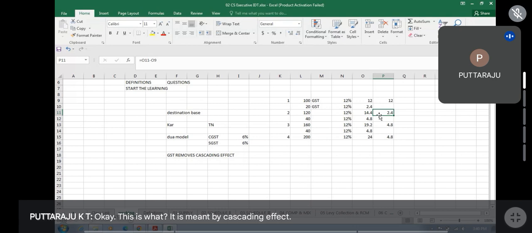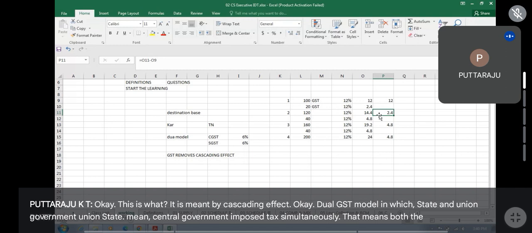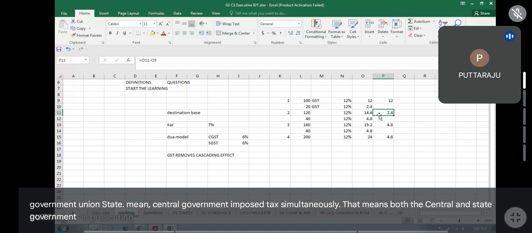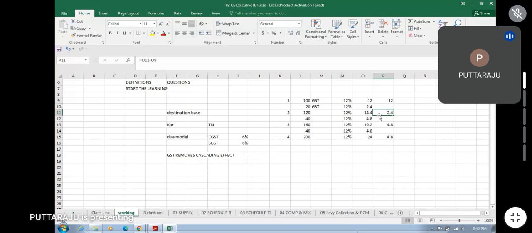GST: the state and the union, meaning the central government, both levy tax. Okay, I'm skipping all these things. Please go through all these things. It will be best for everyone. Please go through.